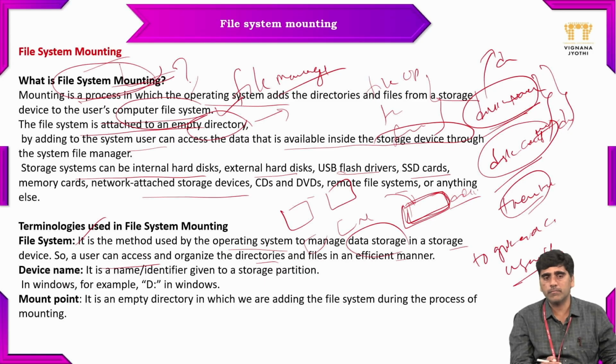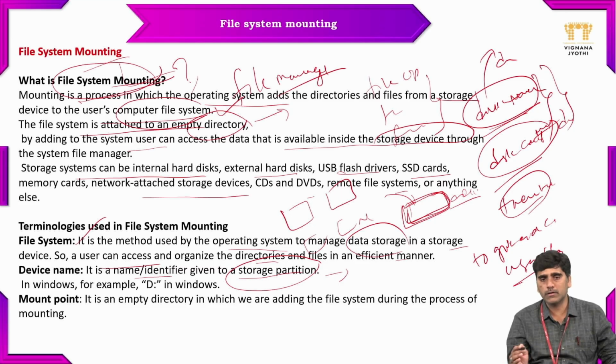The second one is the device name. It is the name or identifier given to the storage partition. Where you want to store the file: if you are creating partitions on the storage device, you need to know in which particular partition you are going to store that file.